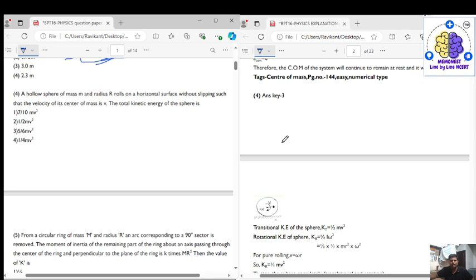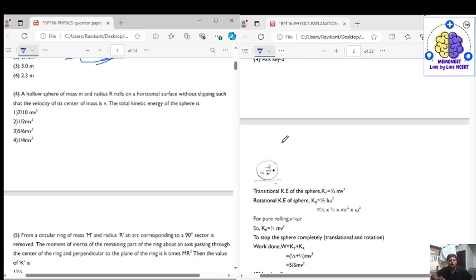Question number 4 says that a hollow sphere of mass m and radius r rolls on a horizontal surface without slipping, right? Without slipping, such that the velocity of the center of mass is v. The total kinetic energy of the sphere is.